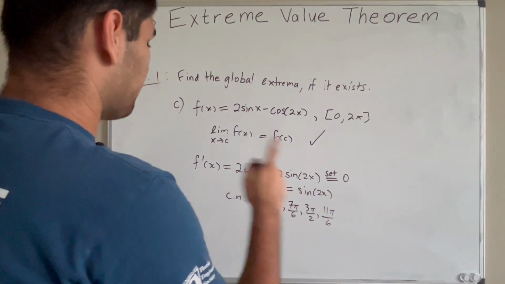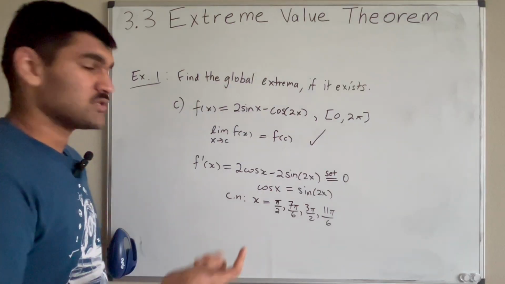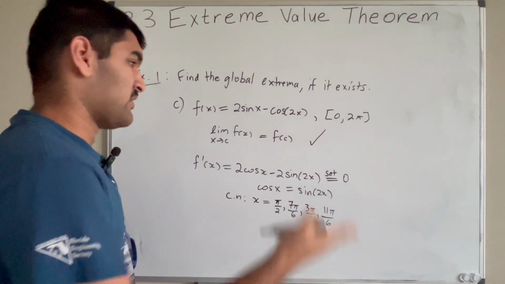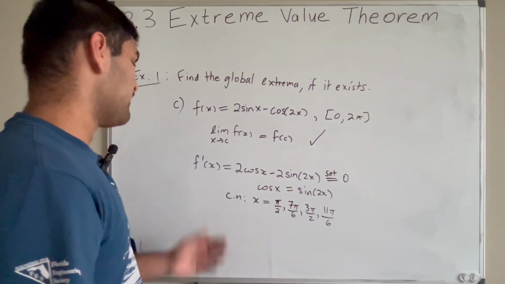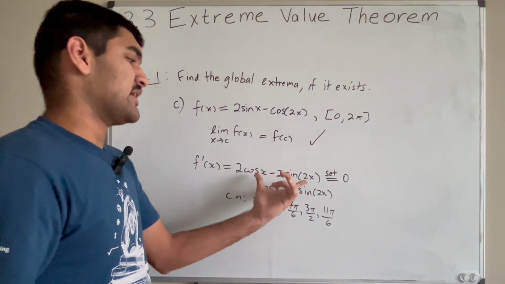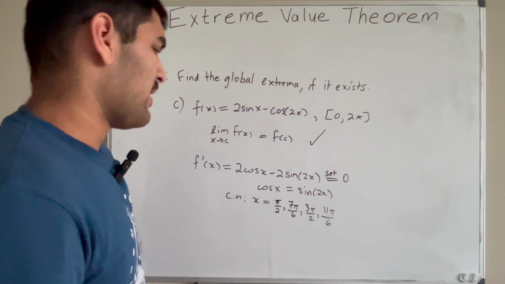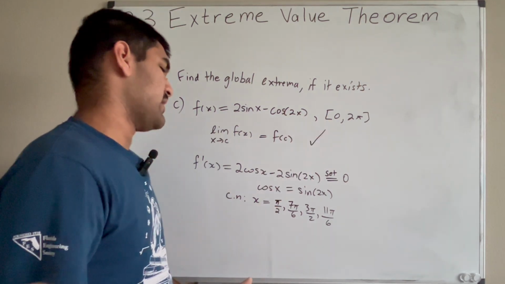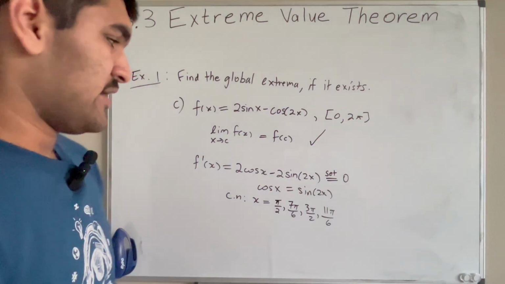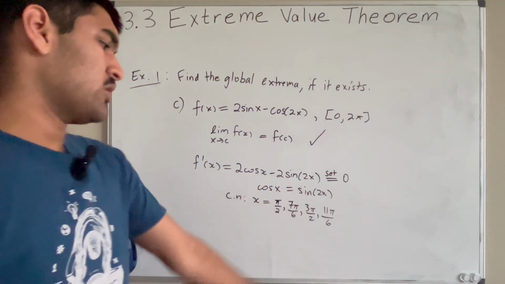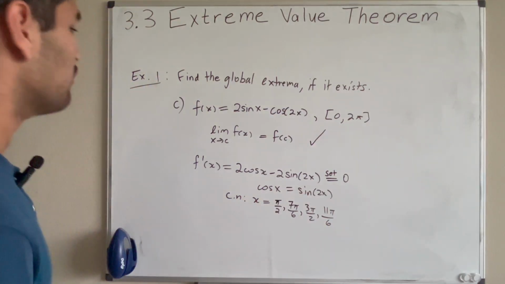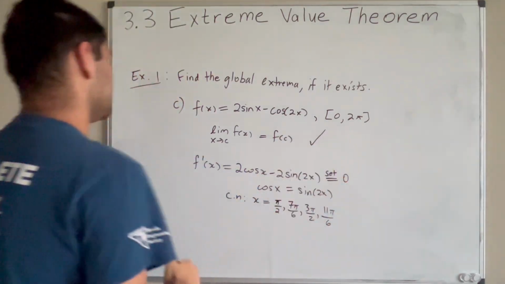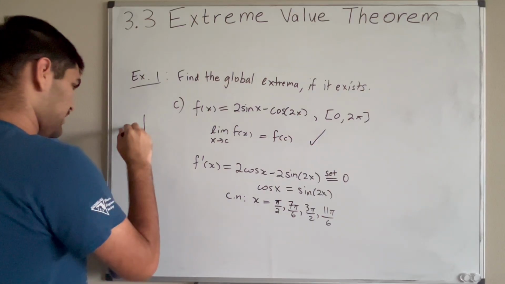But we're not done finding the critical numbers yet, because we also have the case where f prime of x could be undefined. However, is f prime of x undefined on this interval anywhere? No, because f prime of x in this case is a continuous function, although that may not always be the case. But in this case, f prime of x is continuous on this interval 0 to 2 pi, so therefore it is not undefined anywhere. All right, so these are all the critical numbers that we have. So now we must evaluate f at all of the critical numbers plus the endpoints. So let's go ahead and do that now.